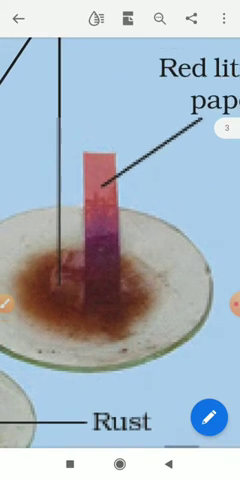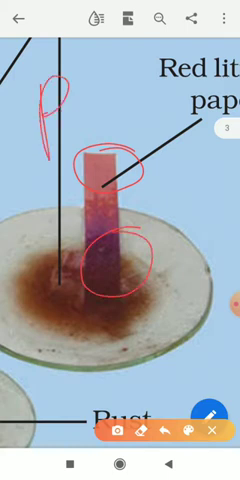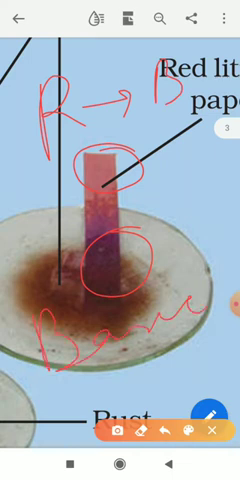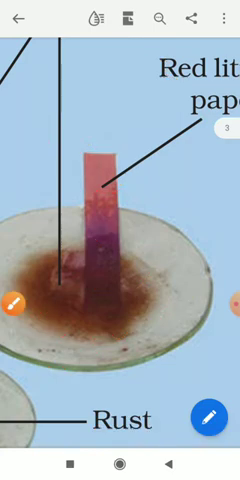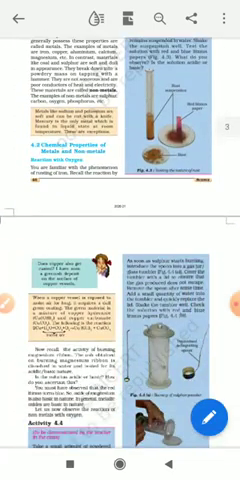In rust, what happens to the litmus paper? Red litmus paper turns into blue. Clear? When red turns to blue, it is known as the basic characteristic. And when blue turns to red, that is known as the acidic nature. Okay children, I hope these two activities are clear. Just read it once again, and if you have any doubt regarding this, you can ask me your question.